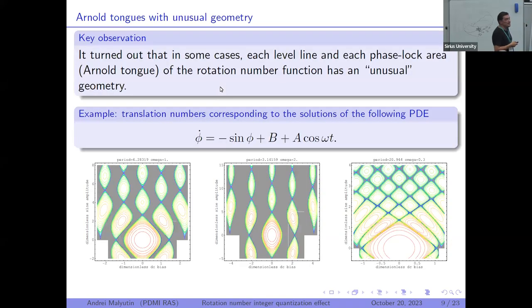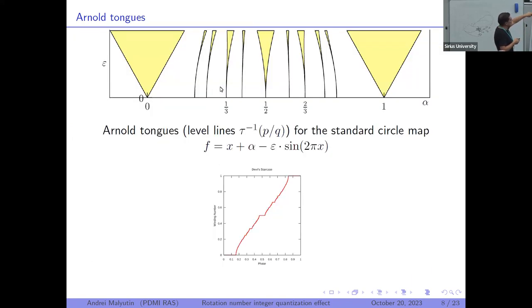And here is the miracle. Here is the real miracle: in some cases, for some very special PDEs with a very special way of defining parameters, we obtain a situation where this devil's staircase has steps only on integer levels. Usually it has a countably infinite number of steps. At each rational level, we have a little step.